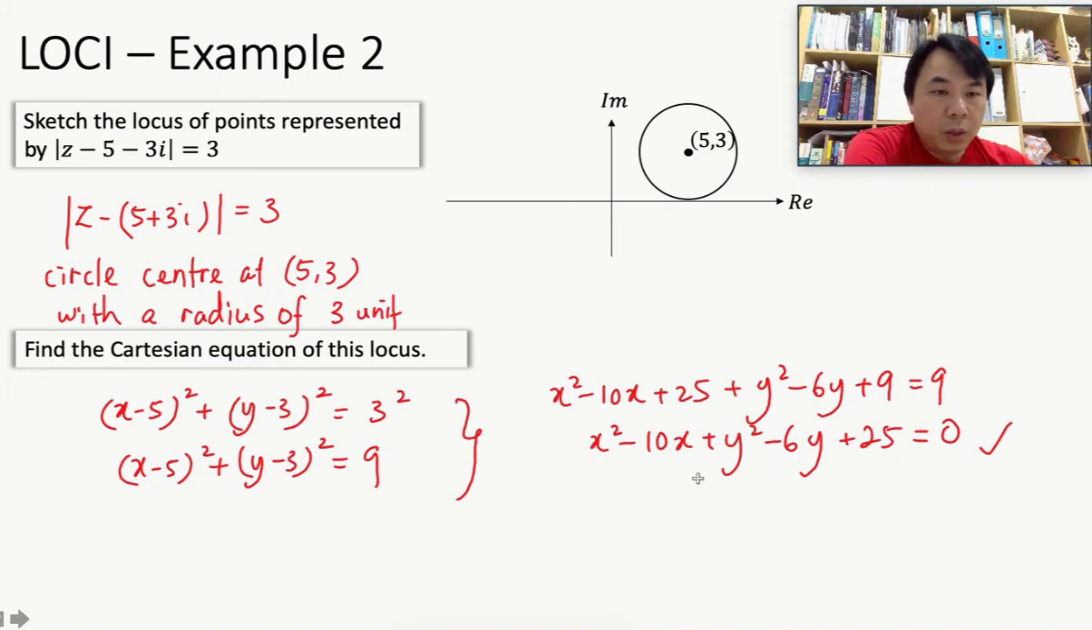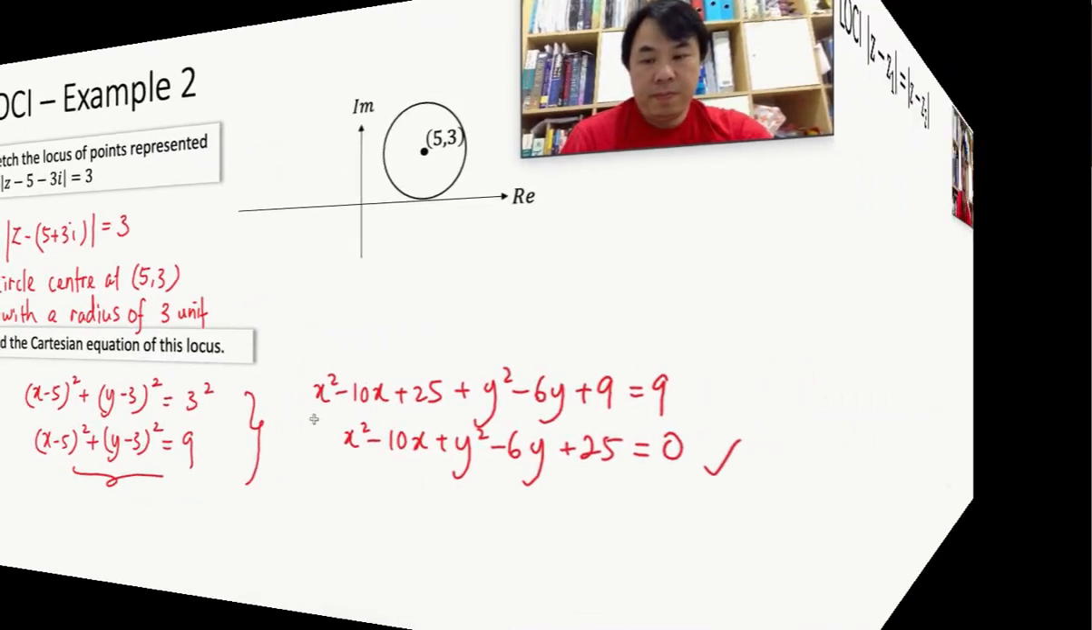Just by looking at this, how do I know that this is a circle? You have to try your best to complete the square so that we can obtain this form. Once you reach this form, we can conclude that this is a circle that has a center at (5, 3), with the radius of 3 units. Alright, now that completes this example 2.